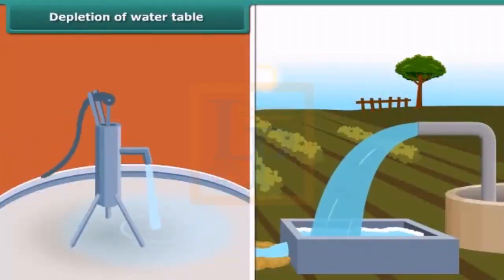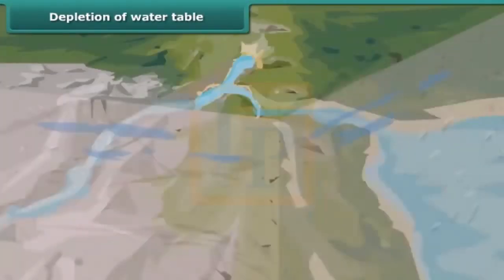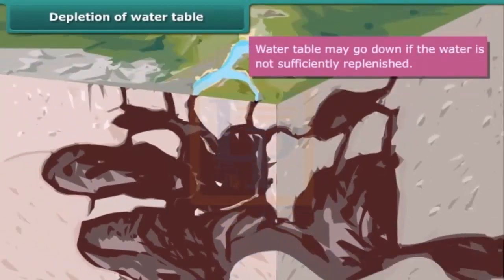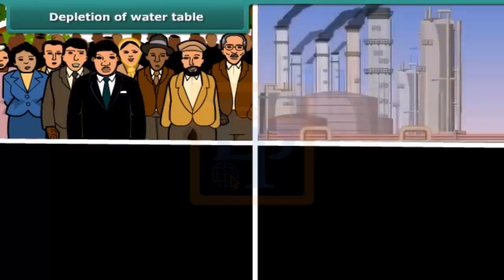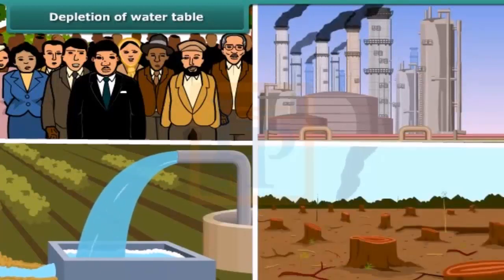Water drawn from the groundwater gets replenished by seepage of rainwater. The water table does not get affected as long as we draw as much water as is replenished by natural processes. However, water table may go down if the water is not sufficiently replenished. This may happen due to many factors such as increasing population, rapid growth of industries, agricultural activities, scanty rainfall and deforestation.